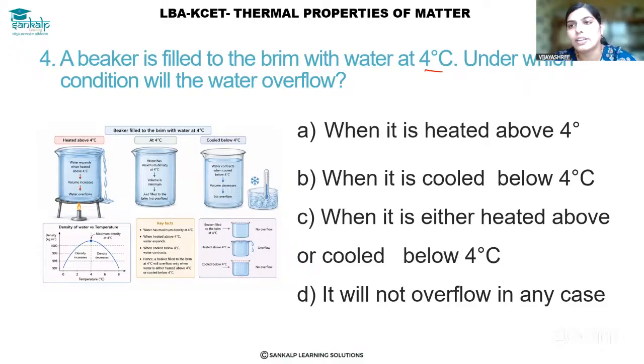See here, water has maximum density at 4 degrees Celsius. Maximum density of the water we will see at 4 degrees Celsius. So if you heat the water above 4 degrees Celsius, what will happen? If temperature is above 4 degrees Celsius, the volume of the water gets increased. Why? Because natural expansion is taking place.